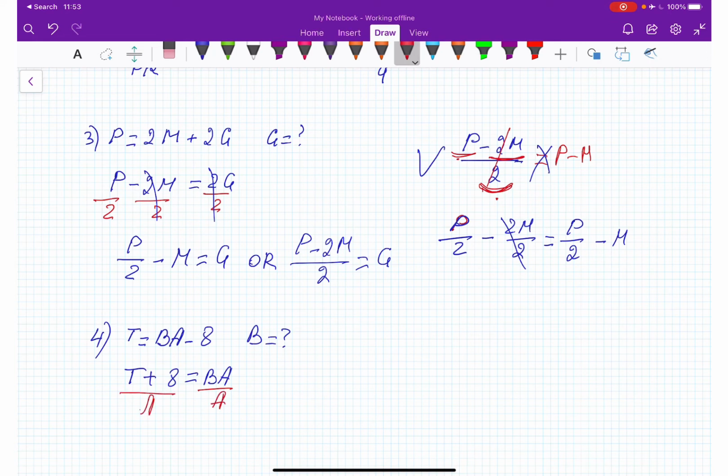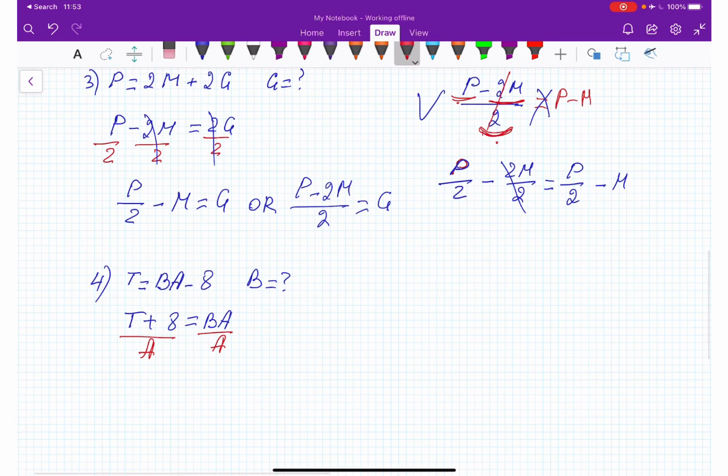I'm dividing the whole expression by A because there is no option for canceling or reducing. So this A is gone with this A, and the answer is going to be B is equal to T plus 8 over A. All right? B is equal to T plus 8 over A. Next question, number 5.